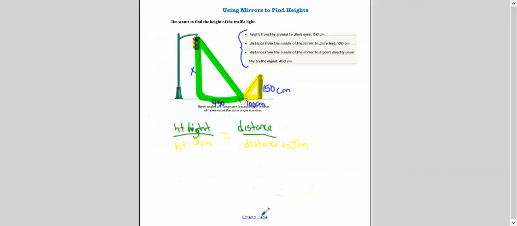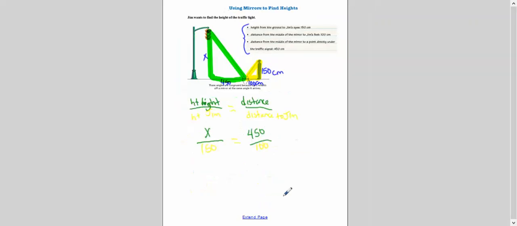So if we take a look at that, and now we put our numbers in here, the height of our light we do not know. We know Jim's height, that's 150 centimeters, all right? And then we have the distance to the lamp, which was 450, over the distance to Jim's, 100. Okay, so if you do that, we're going to just cross multiply. 100x equals 450 times 150. All right, so when we cross multiply, we're going to have to divide by 100, right?